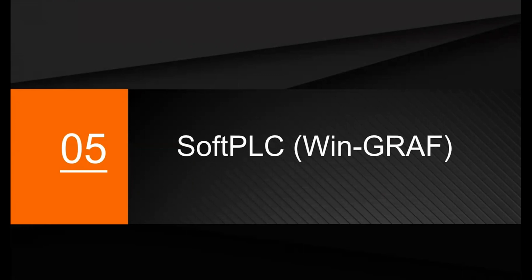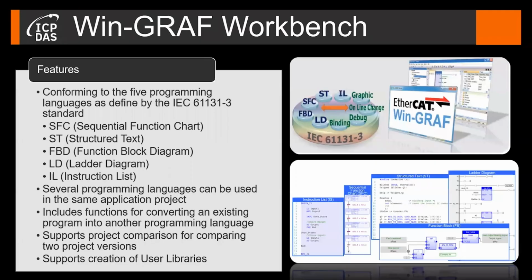Our EtherCAT programmable automation controller comes in two versions, the Windows-based controller and the SoftPLC-based controller. For the SoftPLC controller, the PLC application is written with the ICP-DAS PLC integrated development environment called Win-GRAF Workbench, which I will be introducing in the following. Win-GRAF Workbench is a PLC programming software provided by ICP-DAS for programming our SoftPLC controller. It is a development environment for designing, programming, configuring, debugging, and maintaining machine applications.